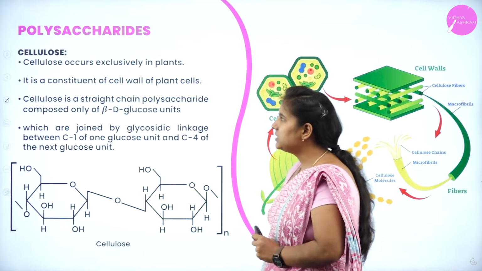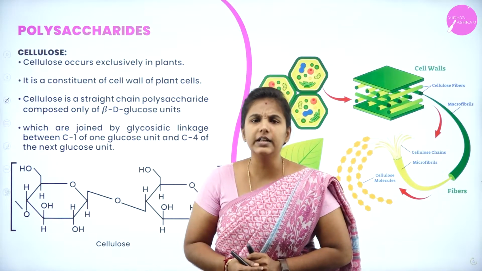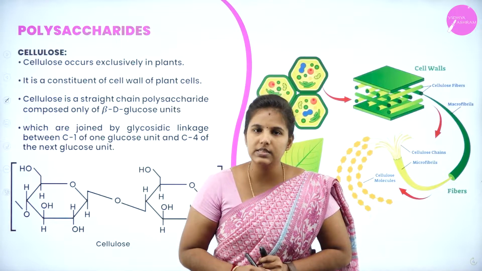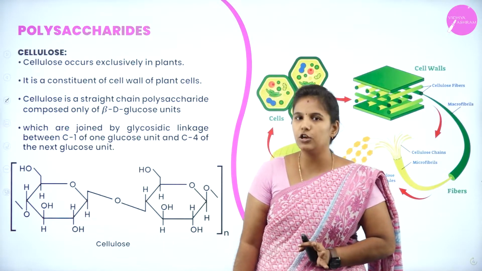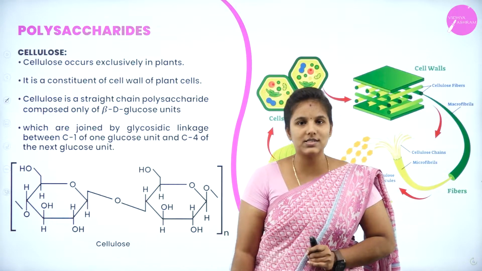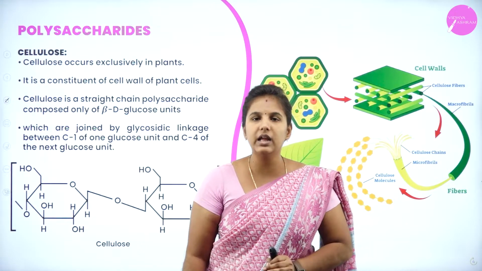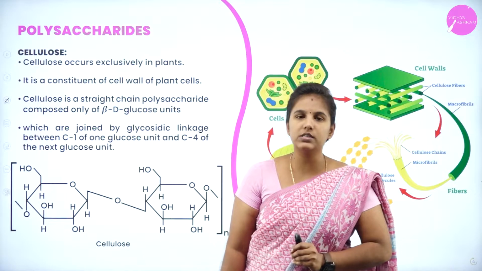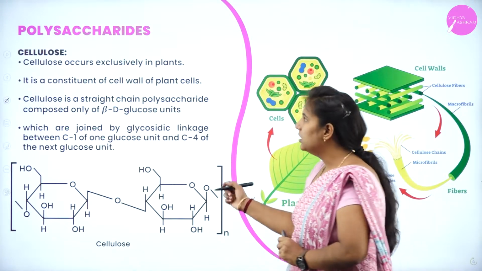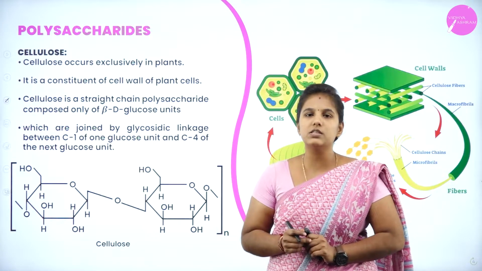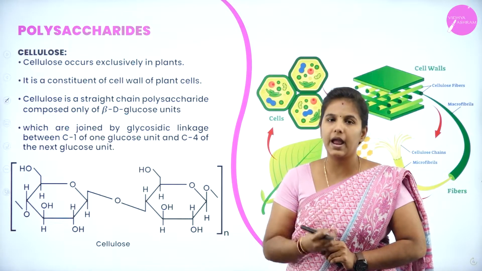Okay, let's see what is another example for the polysaccharide. Another example for the polysaccharide is cellulose. Already we have learnt about the starch. Is it right? Let's see what is the cellulose, what is the structure of the cellulose. Let us understand. So already we know that cellulose is extensively found in the plant cell.